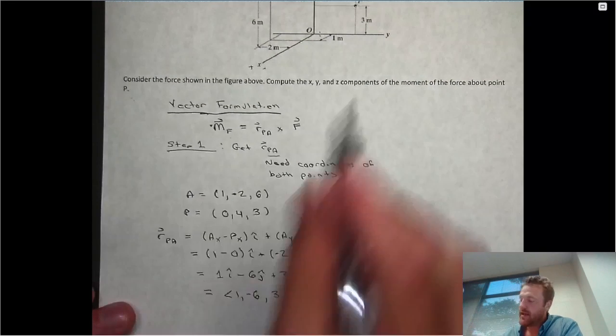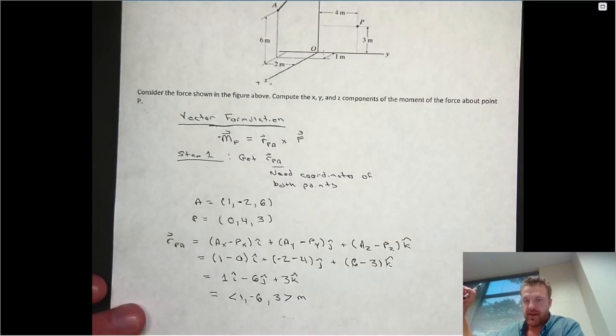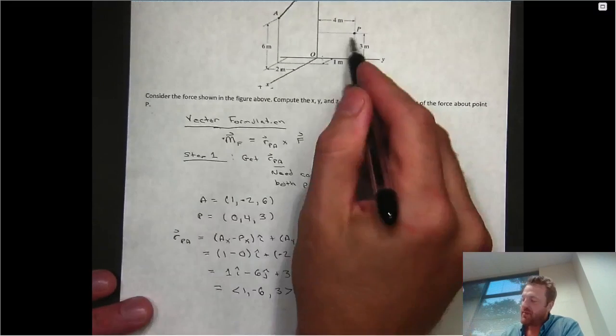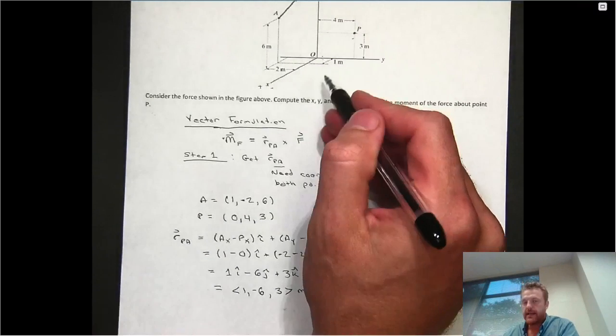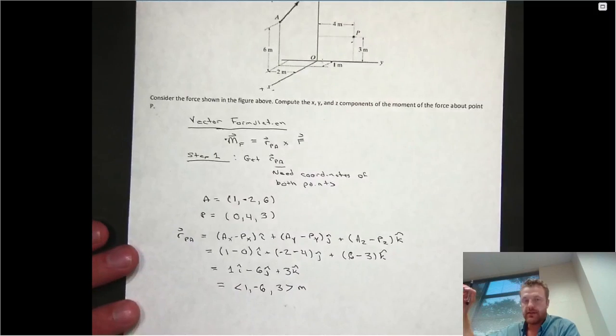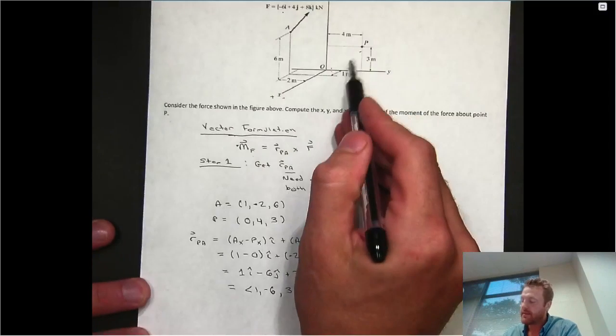So always do a sanity check. Ask yourself, to go from point P, and it helps to be able to see the geometry to do this, to go from point P to point A, which direction do you move in x? Well, we need to move out of the plane in x, so that's going to be in the positive x direction. So the x component of the position vector from P to A should have a positive x component.